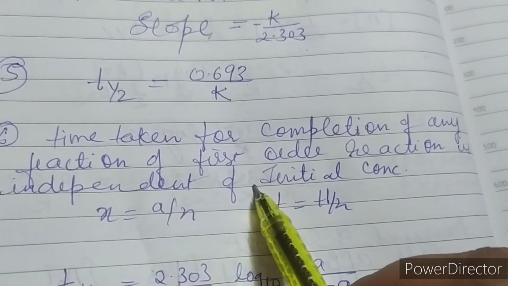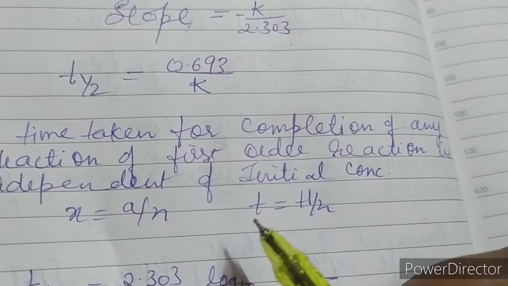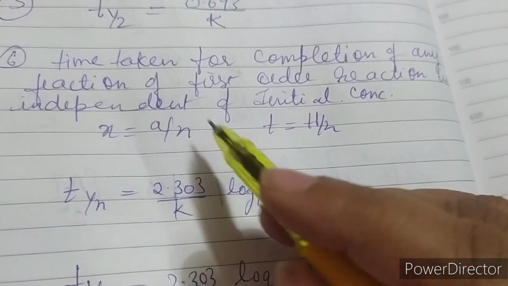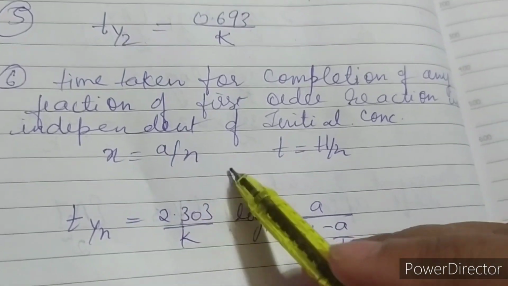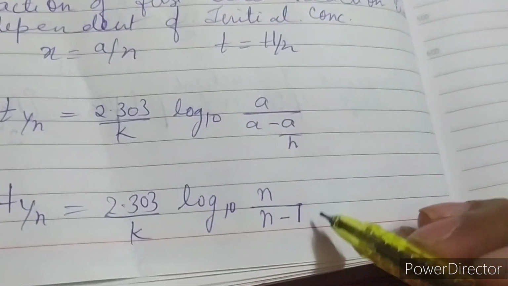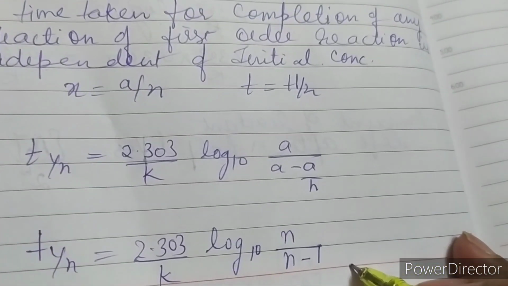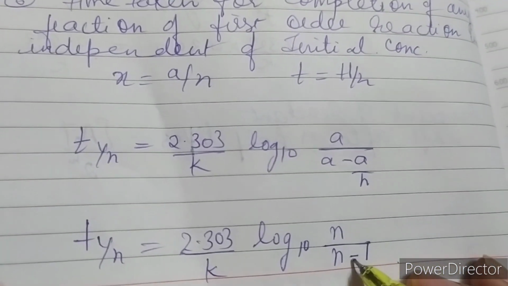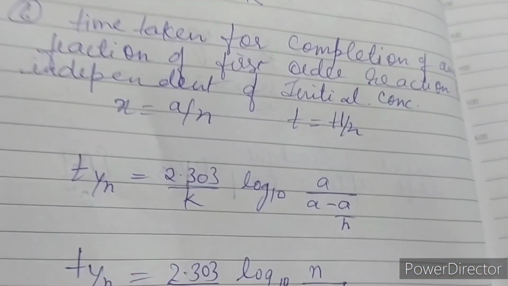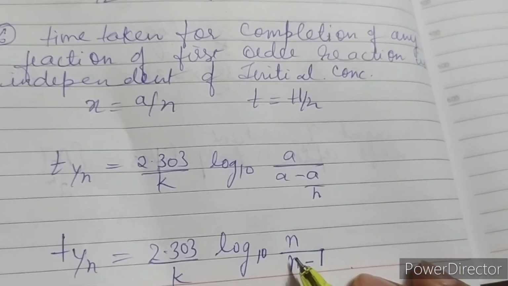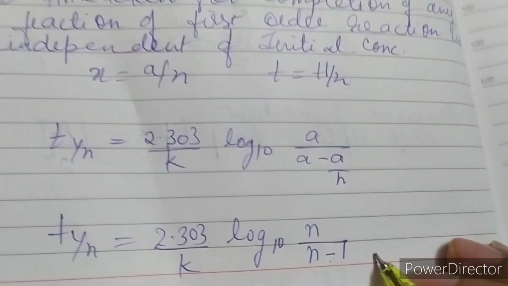और अगर किसी फ्रैक्शन के कंप्लीटेशन का टाइम टेकन निकालना है, if you have the time taken for the completion of any fraction of first order reaction, then if we put the values here, t is t1/n and the fraction is a/n. Substituting the values, you will get this equation, and in this equation clearly see that there is no concentration term. यहाँ पे कोई भी concentration term involved नहीं है. तो हम ये कह सकते हैं कि अगर आपको टाइम निकालना है completion of nth fraction of first order reaction, तो वो initial concentration of reactant पे depend नहीं करता है.